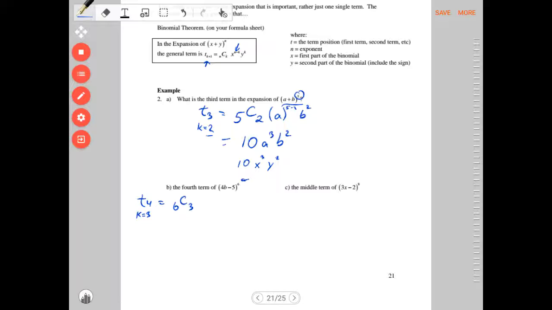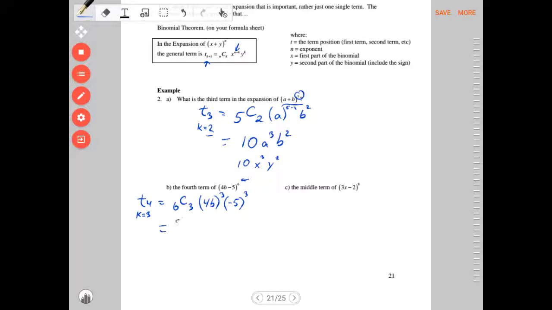Okay, then the first chunk of this is 4B. So 4B to the, now it's always N minus K, so it's the 6 minus 3. So 6 minus 3 is just 3. Now you're allowed to do that in your head because you can. You're in Math 30-1. You're a smart person or smart people. Okay, so N minus K is 3. Okay, and then the second chunk is negative 5, just to the K, so that's also to the 3. Okay, and then we just simplify all that out.